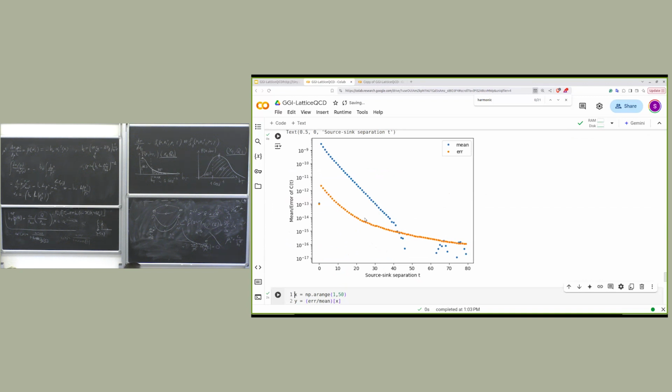And you see that if we push our statistics further, we make this error smaller and smaller, and so we gain significance. But somewhere here there is this crossing point where the error is larger than the correlator, and so everything goes wrong.